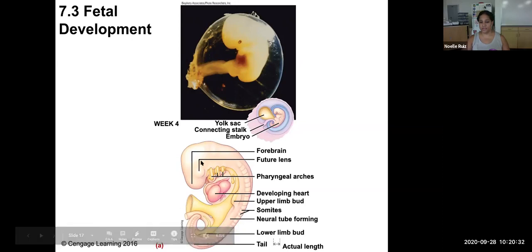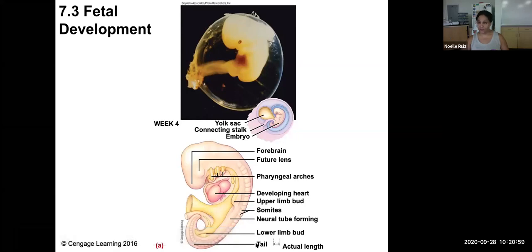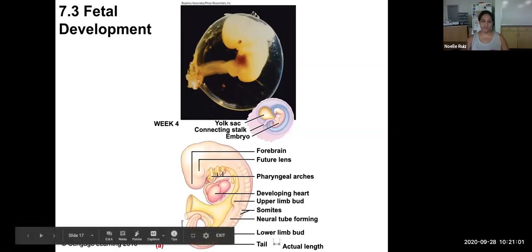And this is what the baby looks like up close. Or the embryo, it's not quite a baby yet. All the organs are just starting to form. Pharyngeal arches will eventually become lungs, developing heart. The upper limb bud will eventually become arms. The neural tube eventually becomes your spinal cord and your vertebrae. Lower limb bud will eventually become legs, and then tail. When we're embryos, we actually have a tail, as we grow out of it.